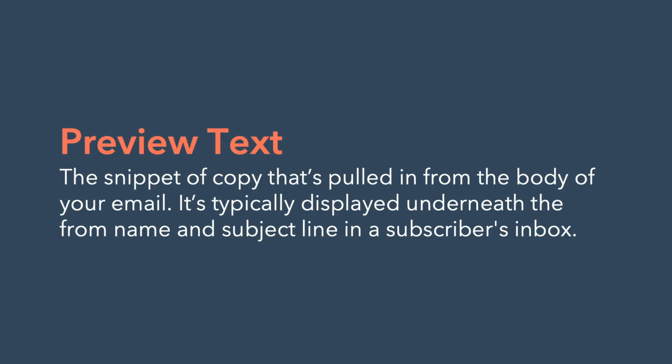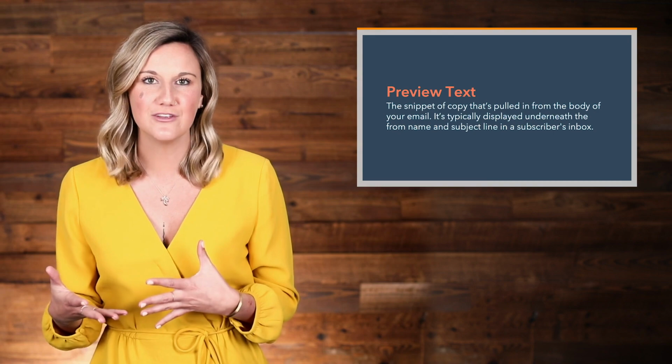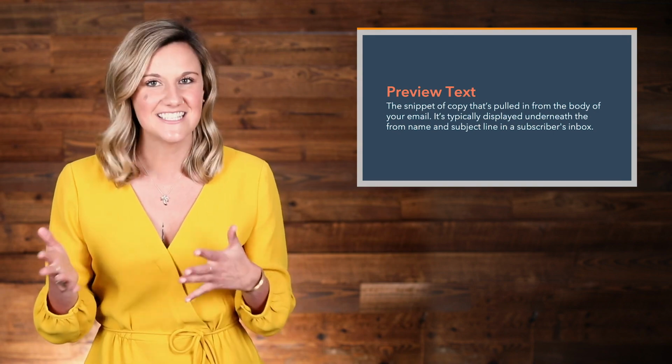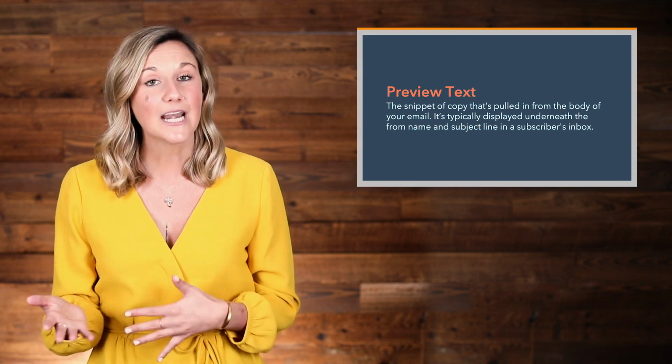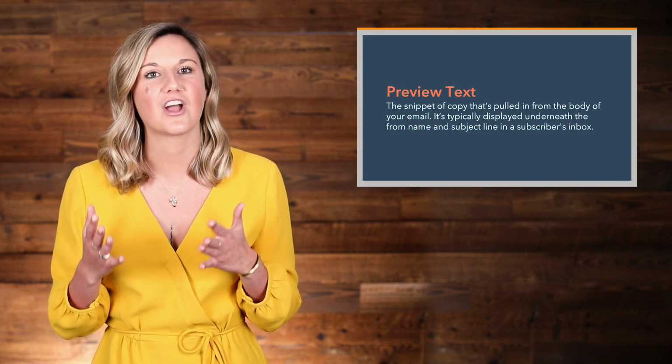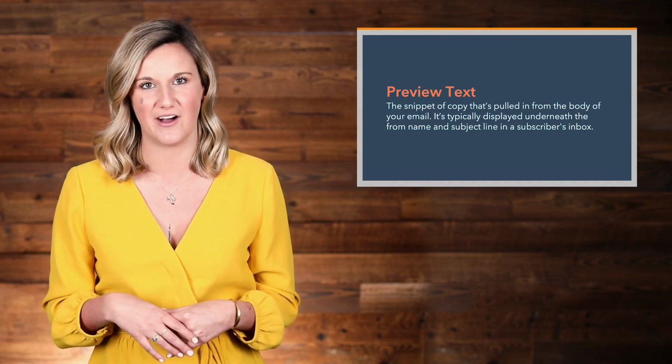Next is your preview text. Preview text is the snippet of code that's pulled in from the body of your email. It's typically displayed underneath the from name and subject line in a subscriber's inbox. You will use your preview text to continue the theme presented in your subject line, tease out the content of your email, add a personalized message, and of course, show the value of the content inside of your email.